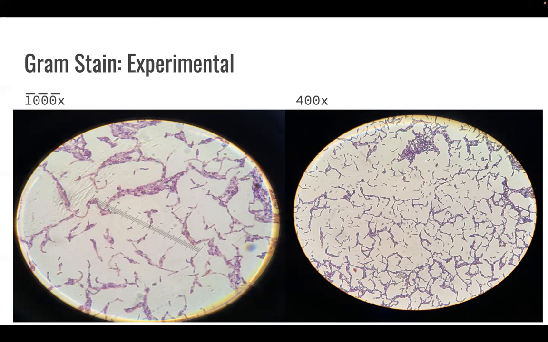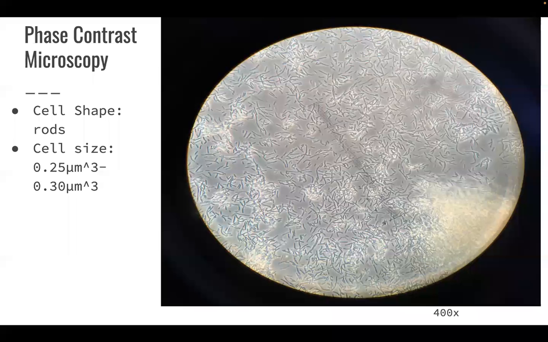They're definitely gram positive. So then I went on to do phase contrast microscopy, and I did not have an issue at all finding the cells underneath the microscope because they are fairly big compared to other bacteria. Using the phase contrast, the cells appear to be rod shaped, and the size appeared to be around 0.25 to 0.3 micrometers.